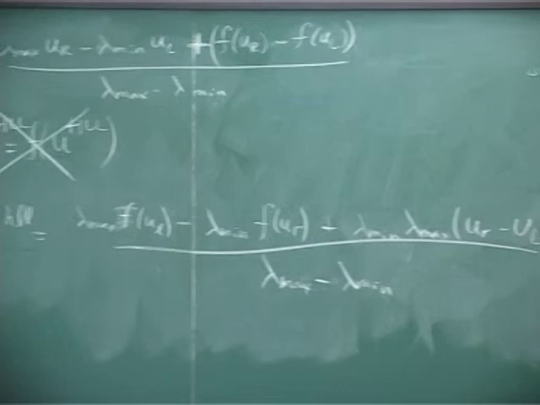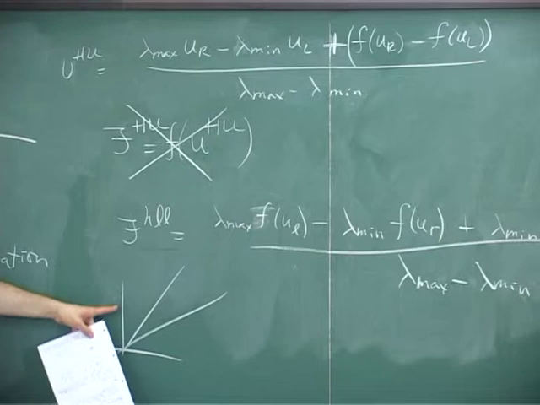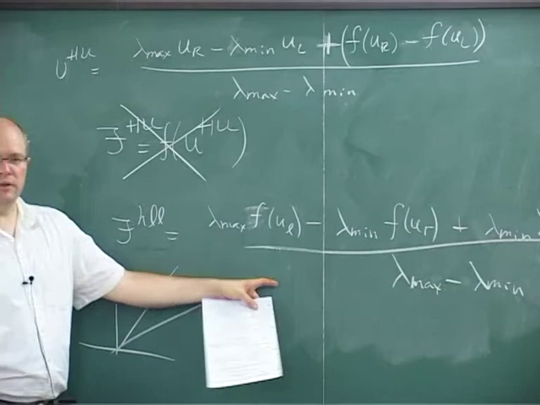Okay, that's the numerical flux for this configuration right here. If both of the characteristics look like this, then the numerical flux would just be F on the left state. If both of them are tilted the other way, it would be F of the right state. But when they're split like this, this is how I have to calculate the numerical flux.